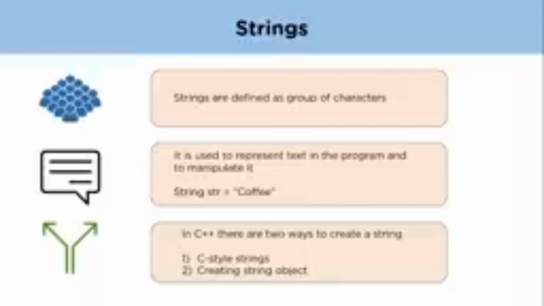In C++, there are two ways to create a string. First is C-style strings. In C-style strings, a collection of characters is stored in the form of arrays. They are basically arrays of type char. The second way is using string objects. We can create a string object to hold a string. They are implemented in the standard library, which we must include in the program using #include <string>.